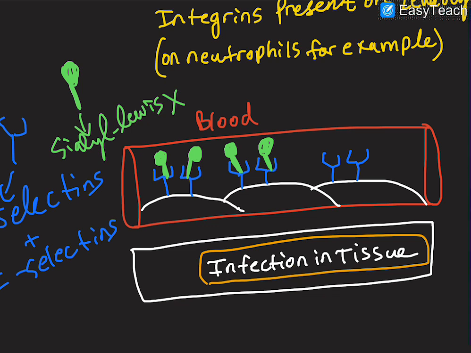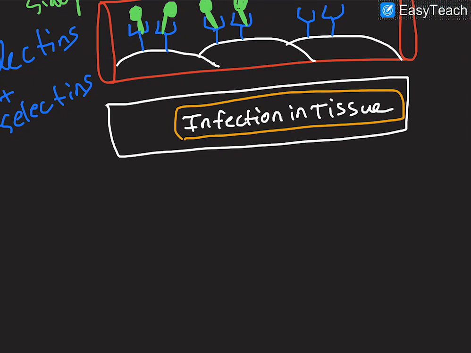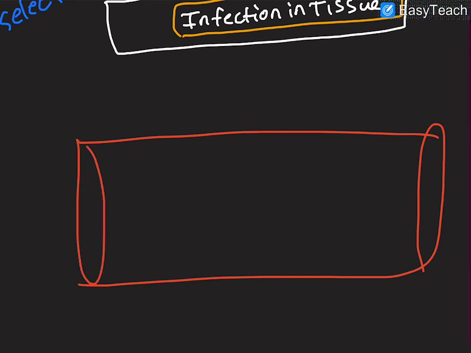Next, what's going to happen is called adhesion, or tight adhesion. So we already saw rolling. Now we're going to get adhesion. And here we have to talk about integrins and cellular adhesion molecules. So let's draw another blood vessel, and let's draw our endothelial cells. Now, what happens in adhesion? We have certain cellular adhesion molecules, like ICAMs, for example. Let's draw our ICAMs in orange.